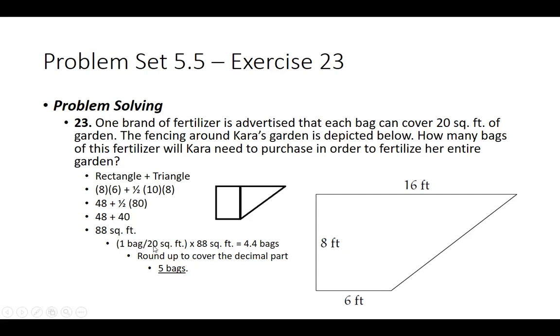Now, one bag per 20 square feet is what we're told. We can multiply that by 88 square feet, and square feet will cancel, giving us bags. 1 divided by 20 times 88 gives us 4.4 bags. Since we can't buy 4/10 of a bag, we round up no matter what to cover the decimal part. And we'll need to purchase 5 bags of fertilizer to fertilize this entire garden.